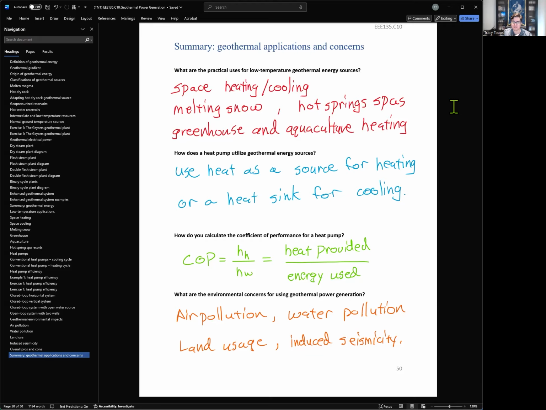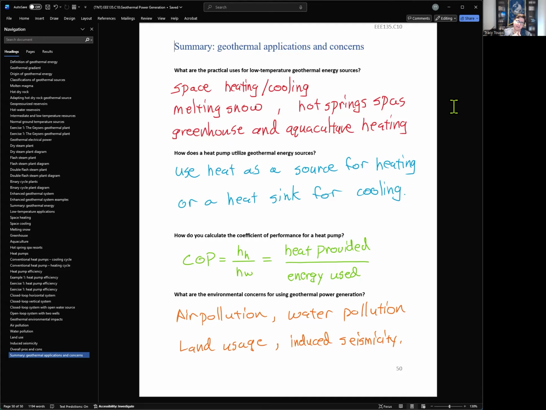Okay. How does the heat pump utilize geothermal energy sources? You can use the ground as a heat source for heating or a heat sink for cooling, right? So if we have a cold house, we could use that to bring the heat towards us. If our house is too hot and we want to cool it down, we could just pump the heat into the geothermal site and get cool water out of it. So it always helps stabilize things.